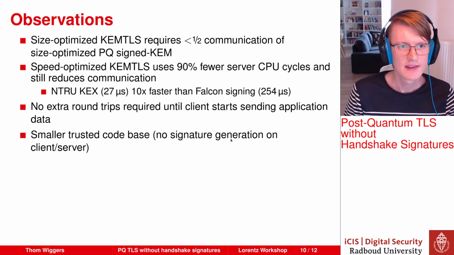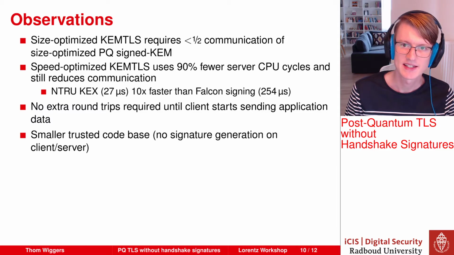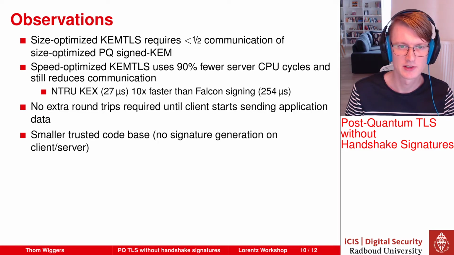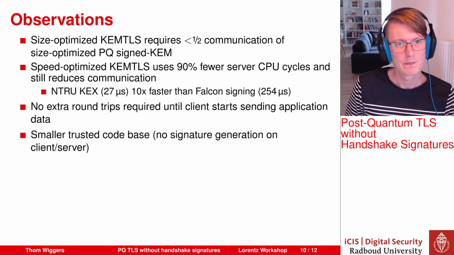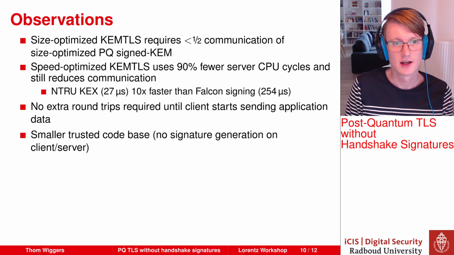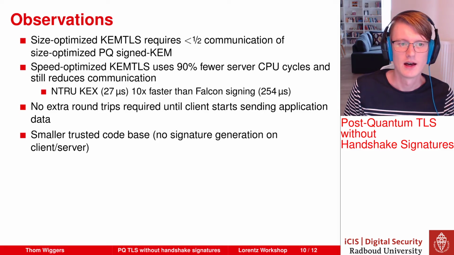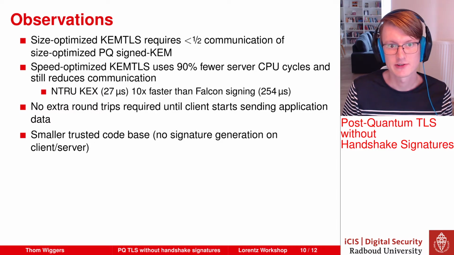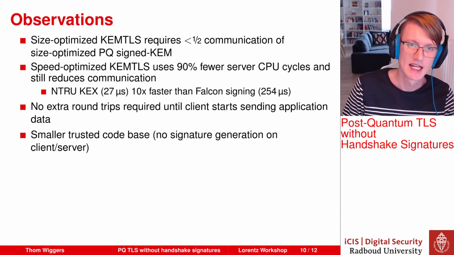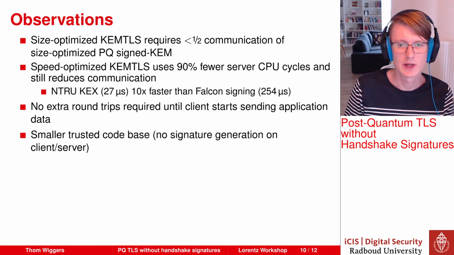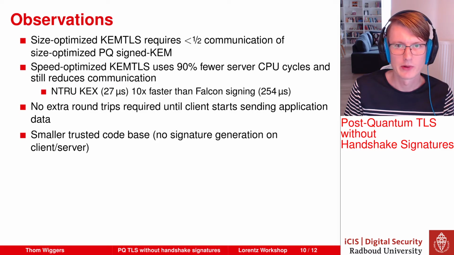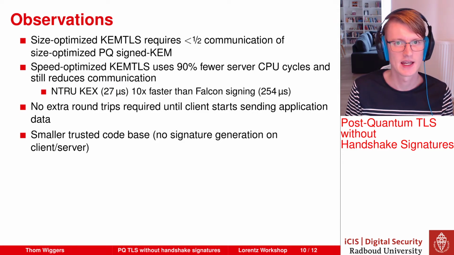So we see here that the size optimized variant of KEMTLS requires less than half the communication that the size optimized version of post-quantum signed key exchange uses. But a speed optimized version uses 90% fewer CPU cycles and still reduces the communication that you need. We need no extra round trips before the client starts sending application data. And we also have a smaller trusted code base, because you don't need to generate signatures anymore in the server. You could, for example, use non-side-channel protected code there too, because you only need to verify a signature.